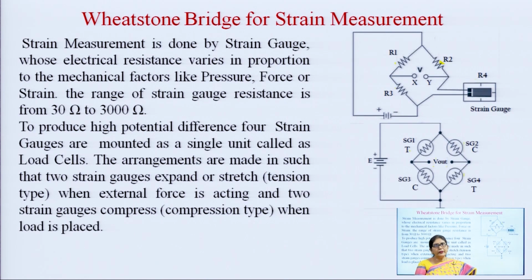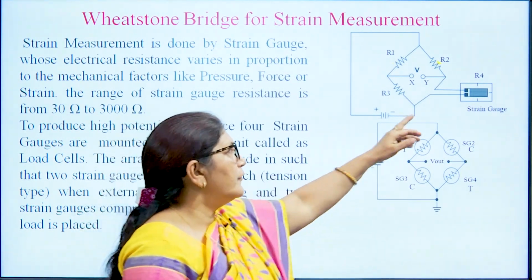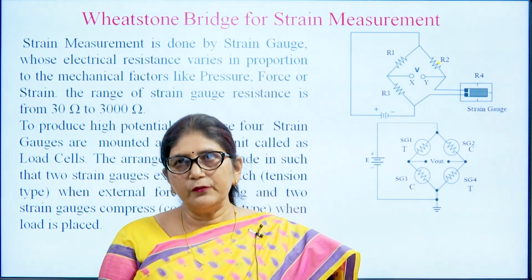Similarly, we can use the Wheatstone bridge for strain measurement. Strain means, suppose we want to measure the weight of a heavy, loaded truck. To measure that loaded truck, generally strain gauges are used, in the form of load cells, which means 4 strain gauges are used. In the first figure, we have seen that there is one strain gauge, and if pressure or weight is applied there, then due to that pressure, force or strain, the resistance of that strain gauge will change, from 30 ohm to 3000 ohm, 3 kilo ohm.